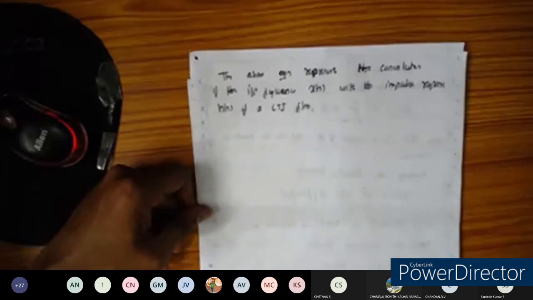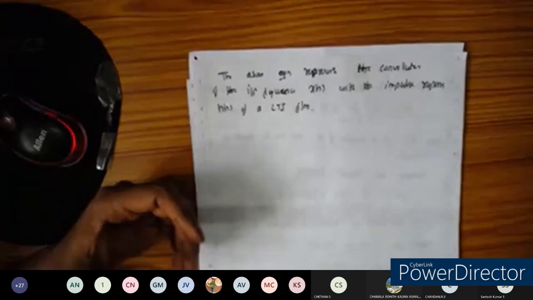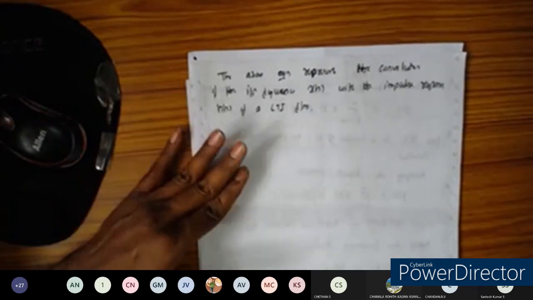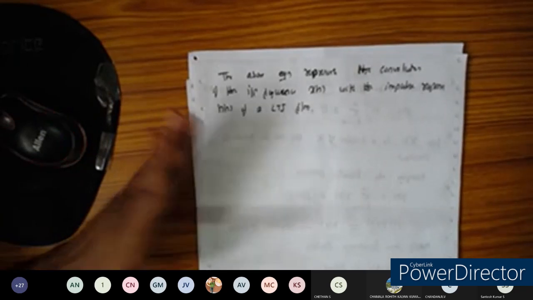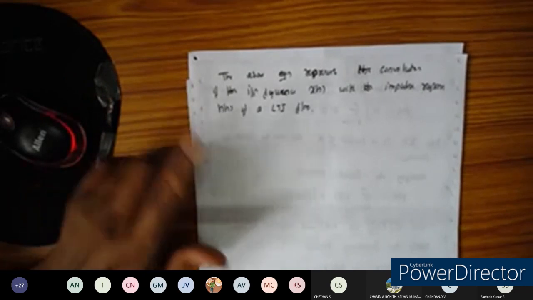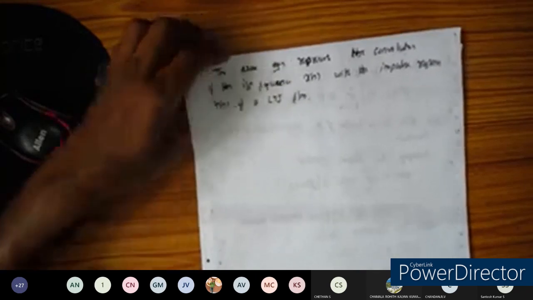As I told earlier, in order to find the output of any system, for example, I'm going to design a filter. So that filter will have the filter coefficients called h of n. In order to find the filtered sequence, I need to take the convolution of the input signal with the filter coefficients, whichever we are going to define here. Okay, so that is the application of this.